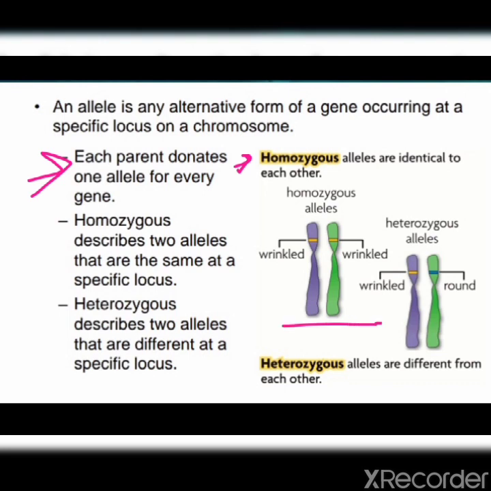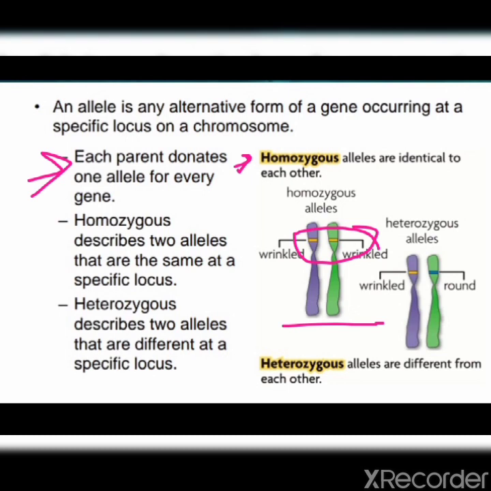In this you can see both the alleles are same, identical. Both lines are given in yellow color. So homozygous describes 2 alleles that are the same at a specific locus. Locus means position. Clear, children? Locus means position.